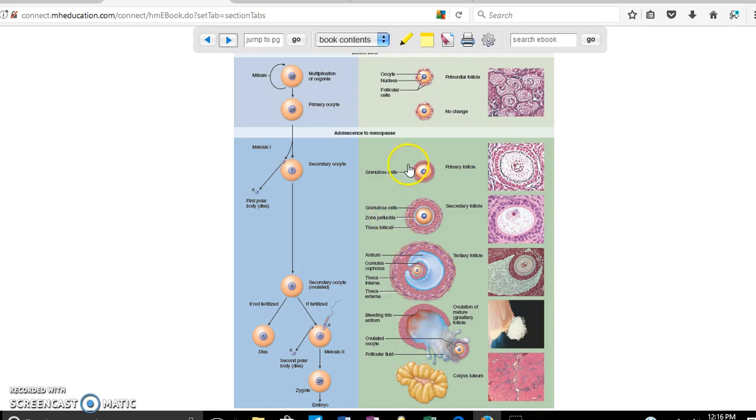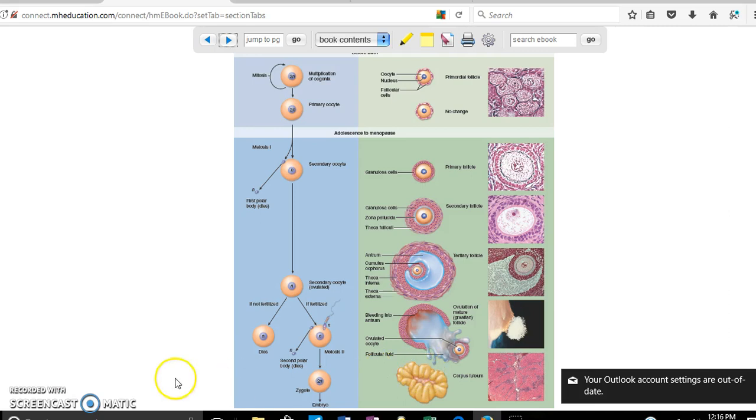So let's do this again. This is during a month. Day 0 to day 5, primordial follicle. Day 5 to day 10, secondary follicle. Day 10 to day 14, tertiary follicle. Day 15, ovulation. After that, these cells are going to turn into the corpus luteum.